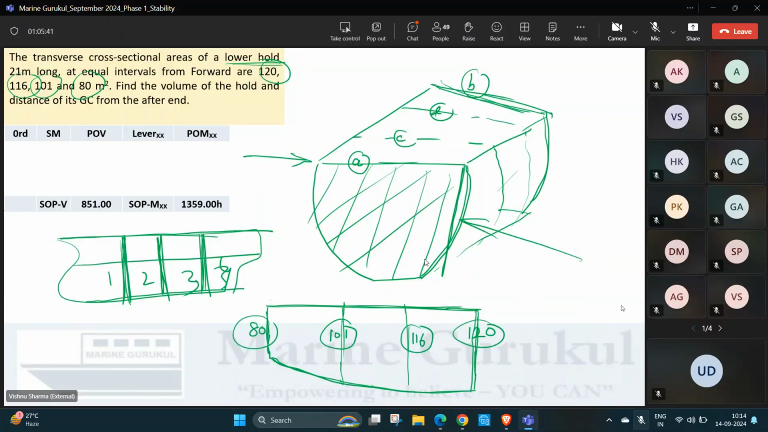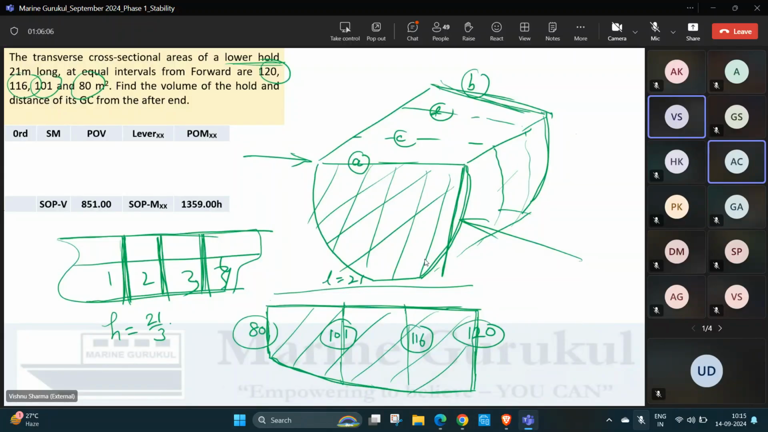Now, if you integrate these areas, you will get the volume. Am I right, beta? Yes or no? You'll get the volume, correct? Yes, sir. The length of the hold is given as 21 meters. So what will be h, guys? Look at the diagram and tell me. 7 meters. It is 21 by 3 equal to 7, and rule 2 will be applicable.